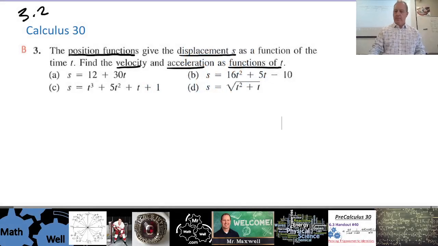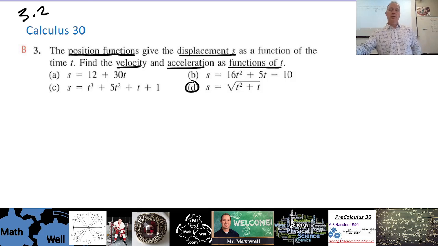All right, so this is Calc 33.2, number 3. I'll do D, which was asked about. So we are trying to find, given the position function, since displacement is the position function, the velocity and acceleration as functions of time. So again, velocity is the first derivative, acceleration is the second derivative.